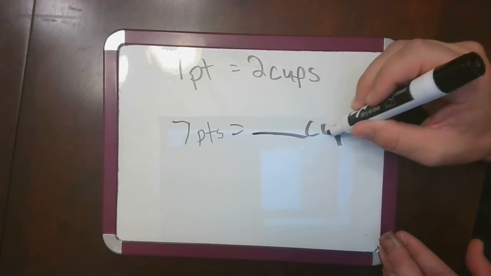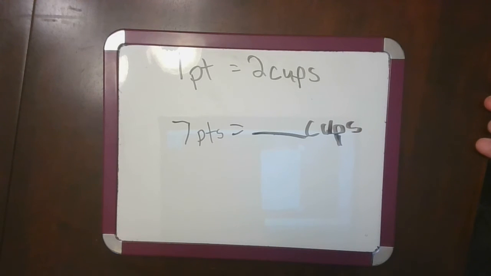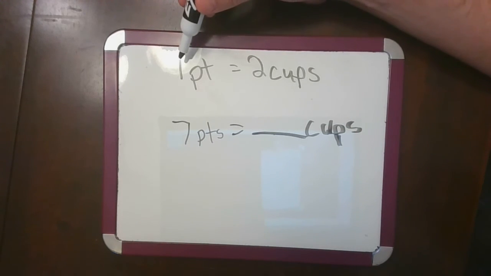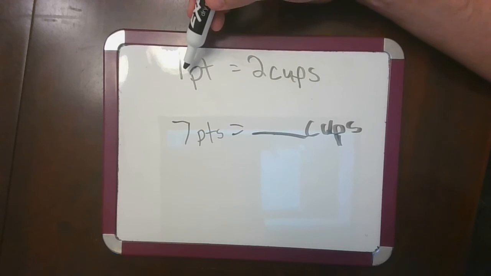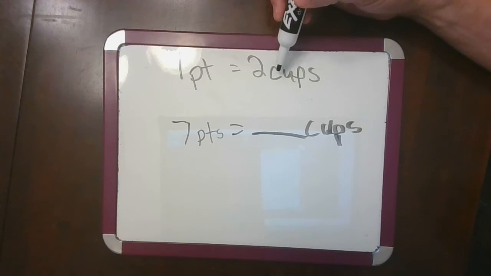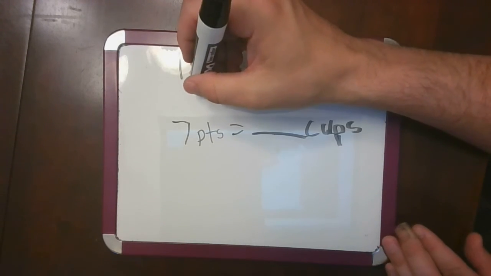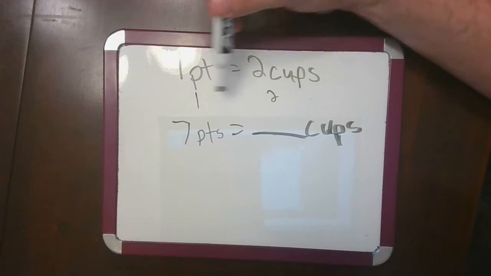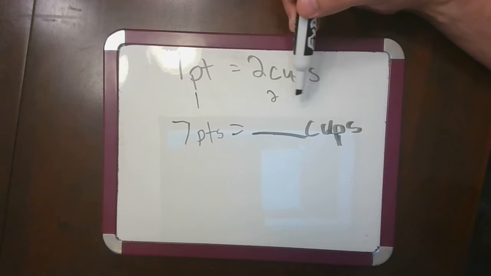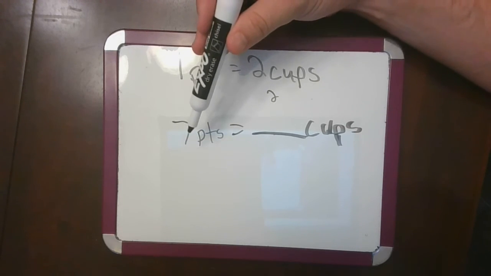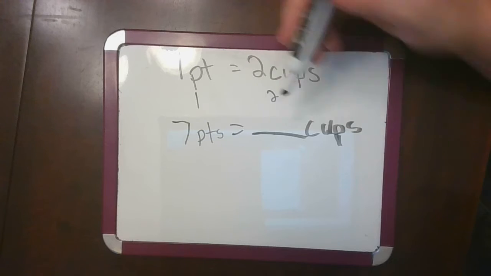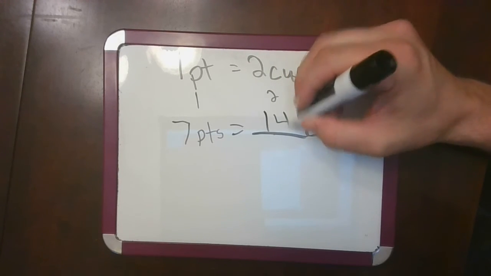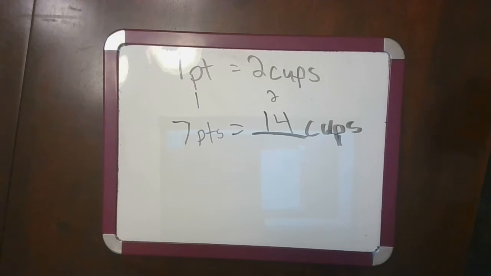So looking at it, I've got 7 pints and I want to know how many cups that is. Well, I know my conversion. It's 1 to 2. 1 pint to 2 cups. Okay, so I already know what my rule is. My rule to get from pints to cups would be multiply by 2. So it's a very simple step of 7 pints would then be equal to 7 times 2, or 14 cups. Okay. It's a very simple procedure as long as you take your time and think about it.